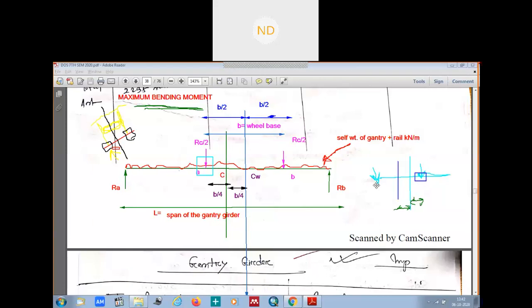So I thought of moving on with the question, but I think we cannot start now. So in the next class we will take a question on the gantry girder. We'll design a gantry girder if we can. I don't think it will be short, the design of this gantry girder will be lengthy.